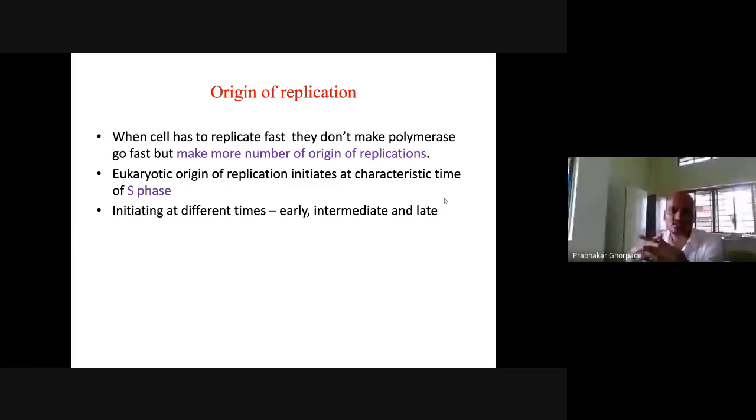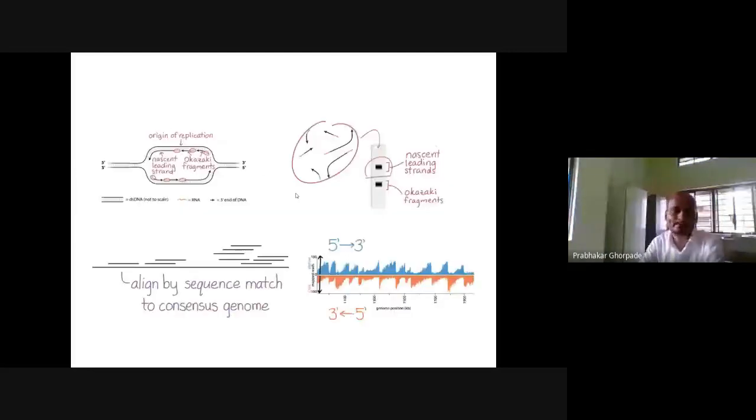The more efficient way is that this long genome is there, and you make replication origins along it. So the overall replication will complete faster than just increasing its speed, like 1 kilometer to 2 kilometer. You don't increase its speed or add more nucleotides per second. Instead, make many origins of replication. Eukaryotic origins of replication initiate at a characteristic S phase, and initiation can happen early, intermediate, or late.